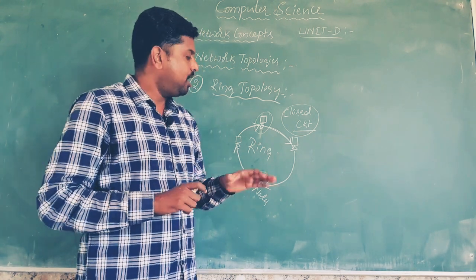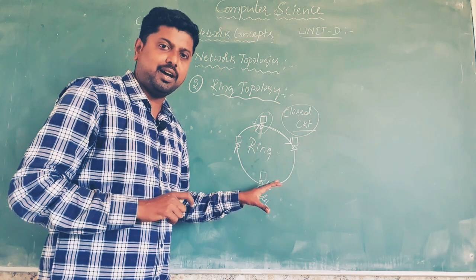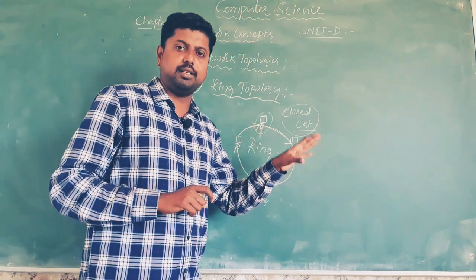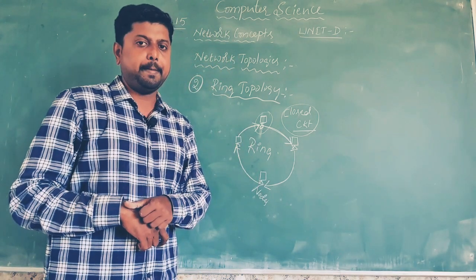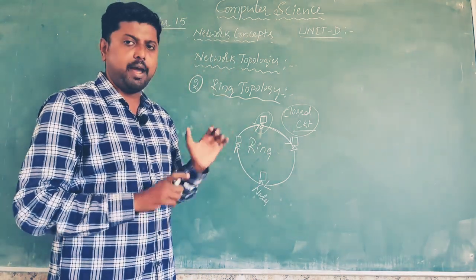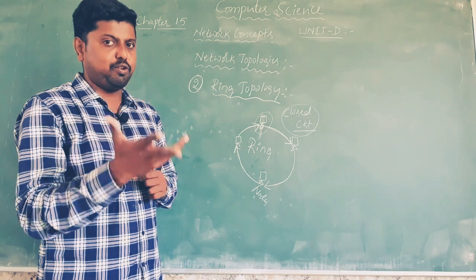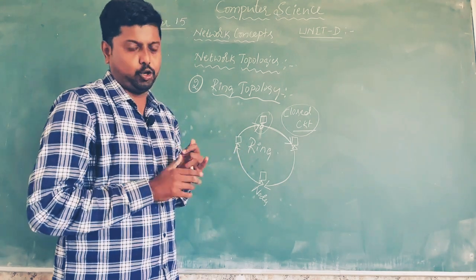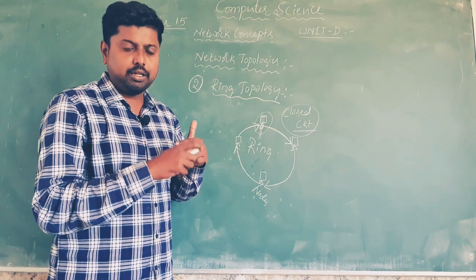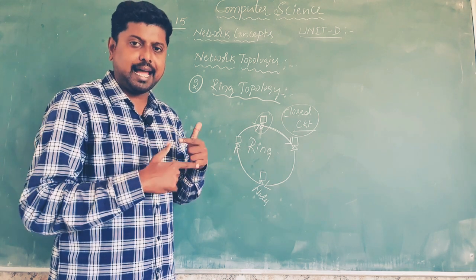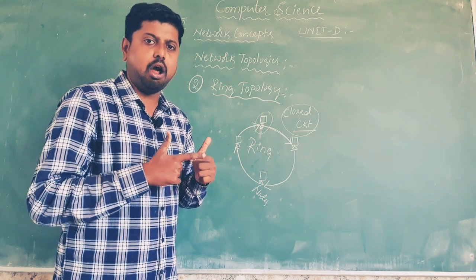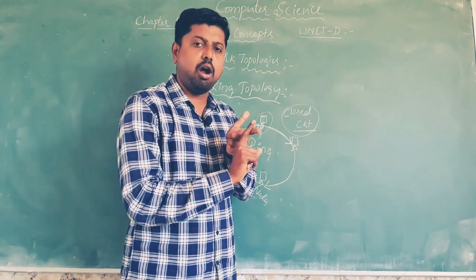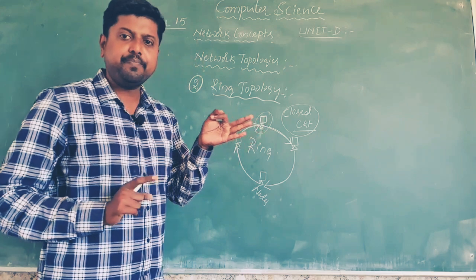So dear students, after the advantages of the ring topology, coming to the major drawbacks or disadvantages or limitations of the ring topology. When you are observing this diagram, you will get one major drawback, because it is a closed circuit. When the type of topology has a closed circuit, it will not support expansion. Major drawback, it will not support expansion.